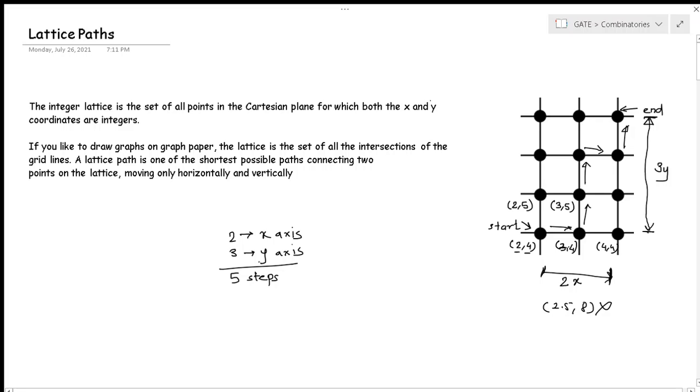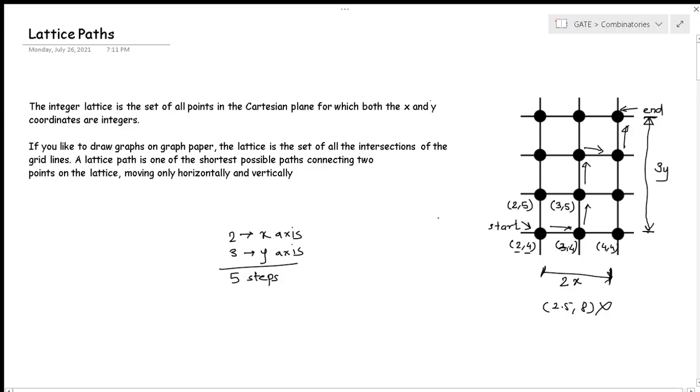So now my question is, how many lattice paths are there in order to reach from start to end? If you want to think, pause the video and give it some thought. Even if you spend an hour, that's fine. If you come up with your own logic, it would be really great.